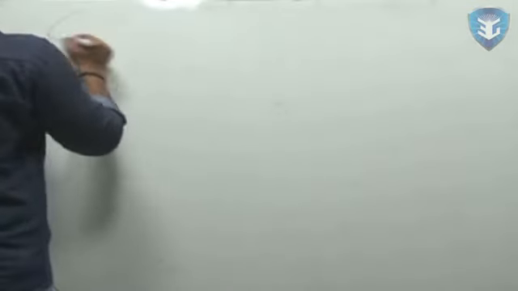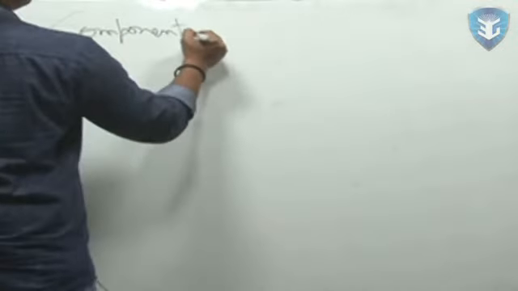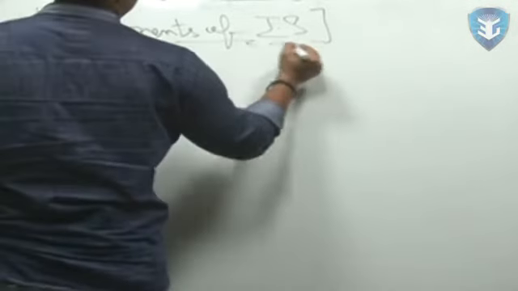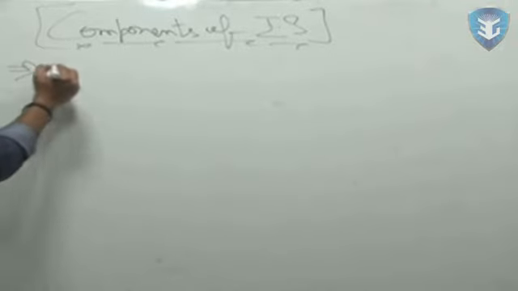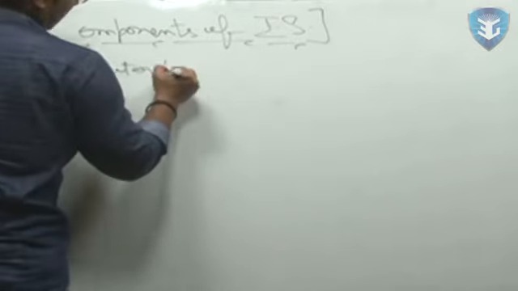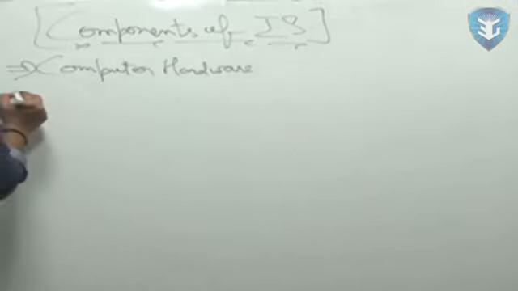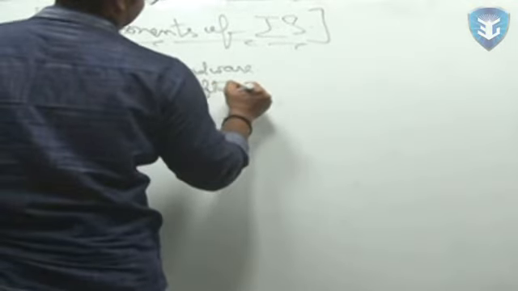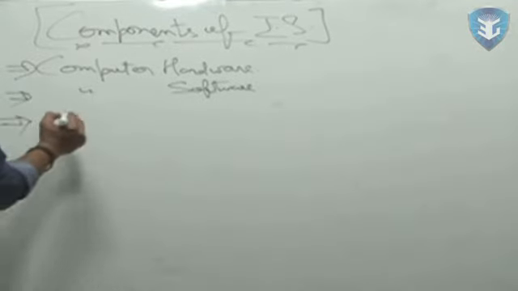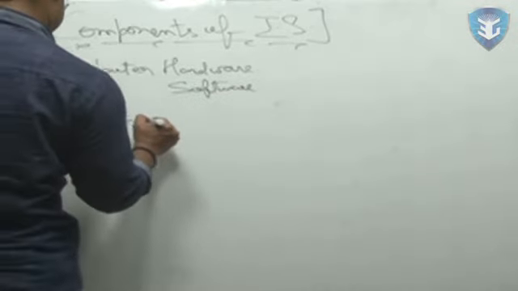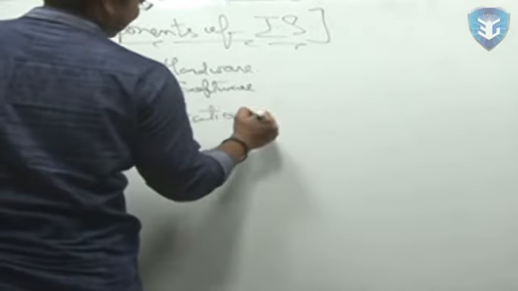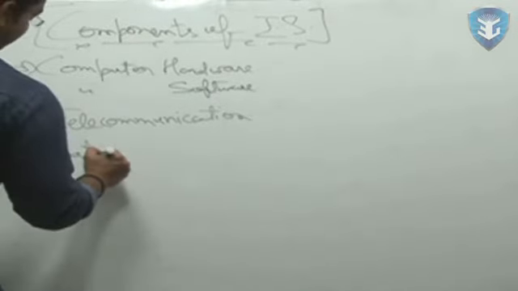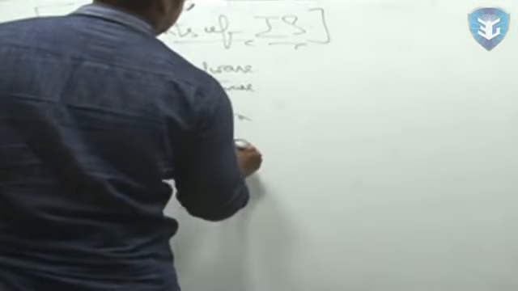Now, the components of an information system, which are computer hardware, a very basic component, computer software, telecommunication, which means communication established by mobile phones, database and data warehouses.